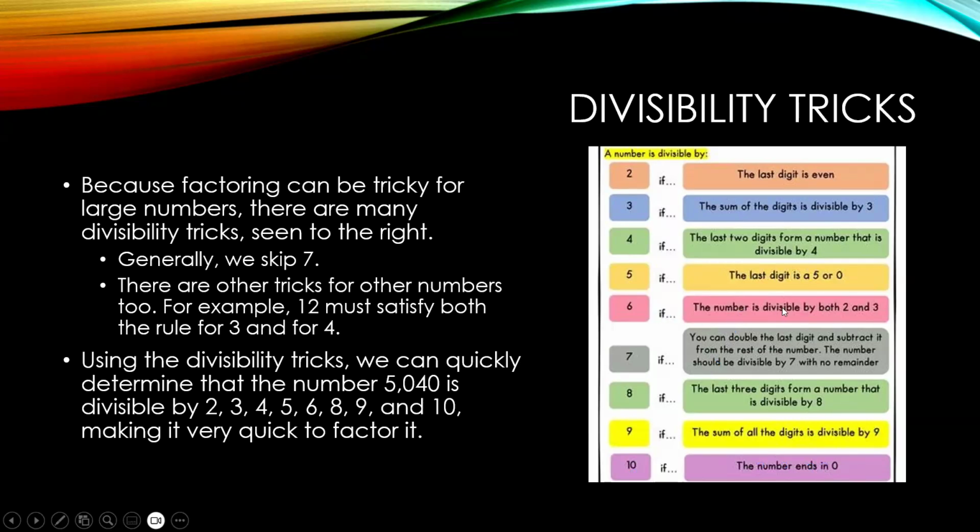And then there's 6. The number is divisible by both 2 and 3. I usually recommend skipping 7. 7's a little weird.